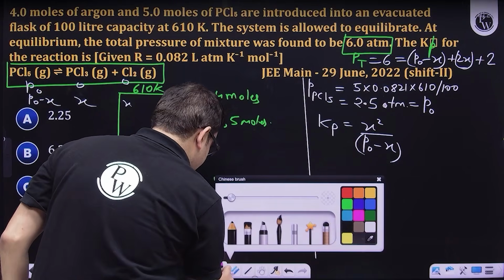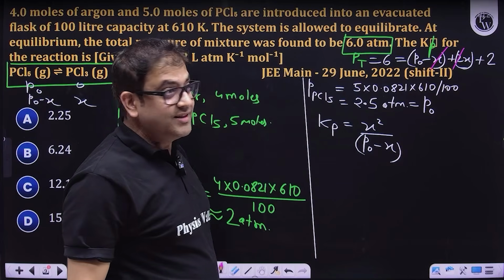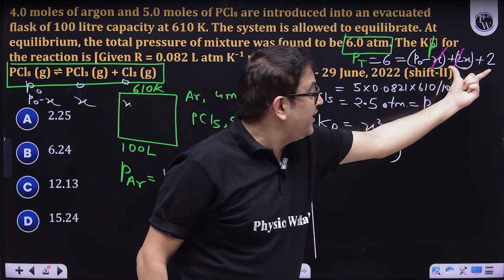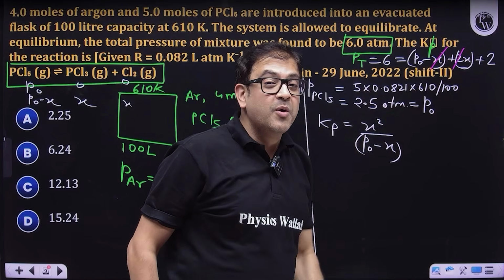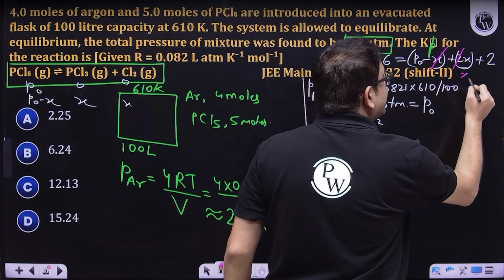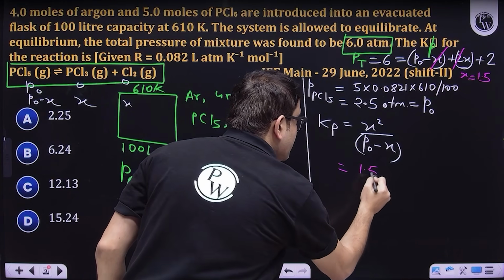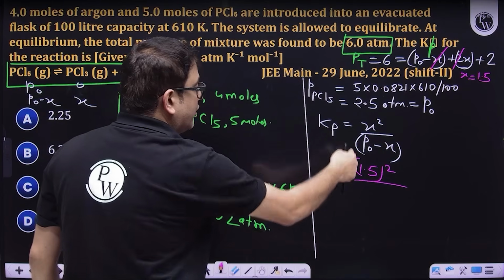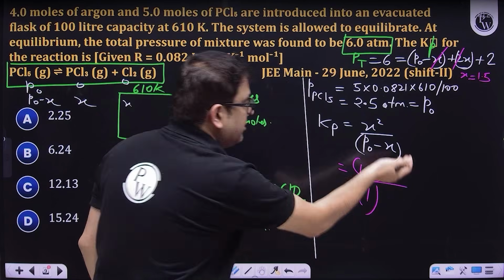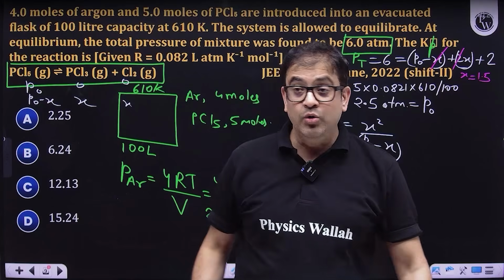The x's will get cancelled. This minus x and this 2x, so 2 will be cancelled, so x is there. This is 2.5, this is 2, so it becomes 4.5. This is 6. 6 minus 4.5 is 1.5. So you have calculated x to be 1.5 atm. Put the value over here. So this is 1.5 square upon what is P naught, 2.5 minus 1.5, which is just 1. Calculation is also easy. What is 1.5 square? 2.25.